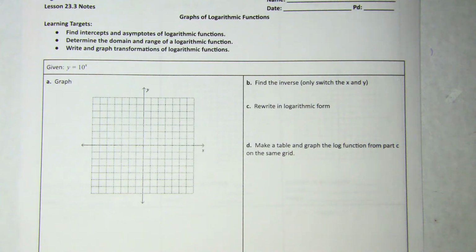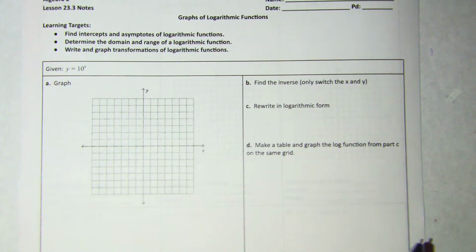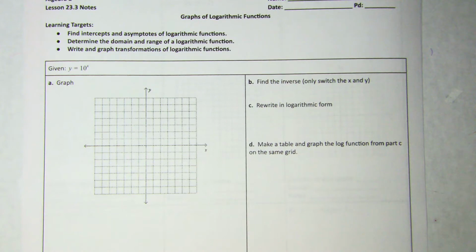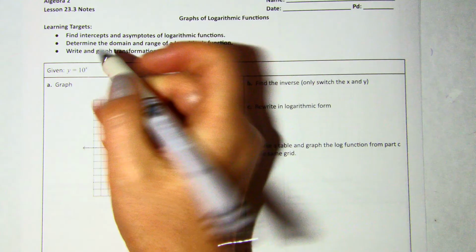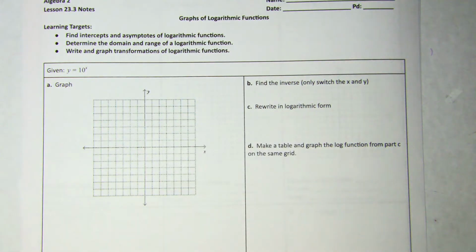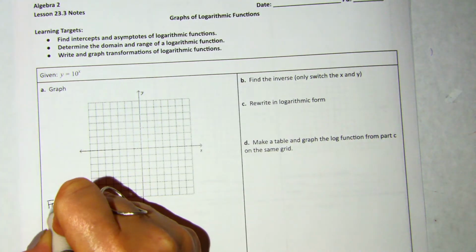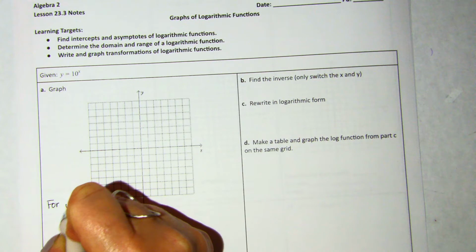Hi, everybody. I'm going to go over graphing logarithmic functions today. We're going to first start with exponentials and see how logs are a little bit different. So let's say we have y equals 10 to the x. This is just a basic exponential function, so you know how to do that.